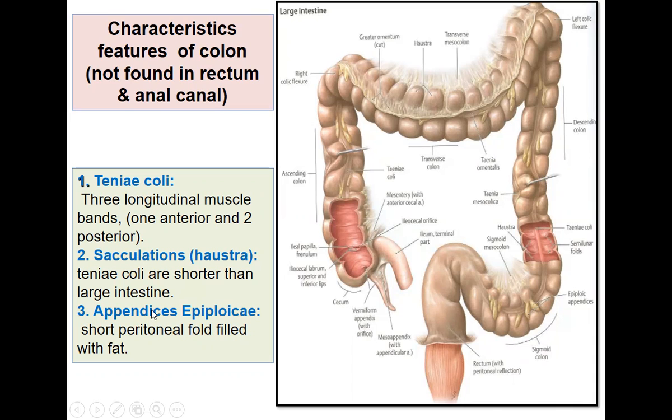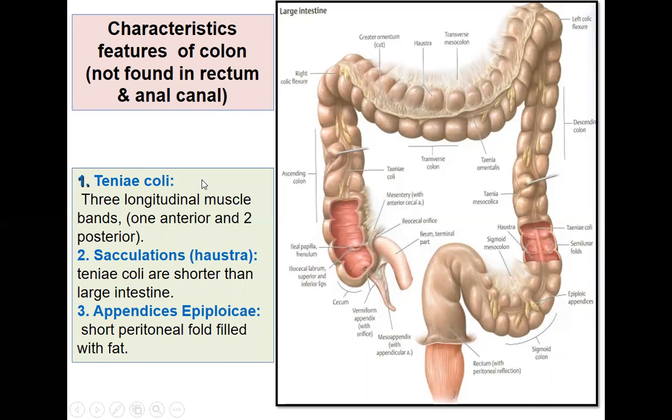The third feature is the appendices epiploicae. What is this? Short peritoneal folds filled with fat. If you see here, small fat can be seen within the folds of the peritoneum. These are nothing but the fat within the peritoneal folds. These are called the appendices epiploicae.